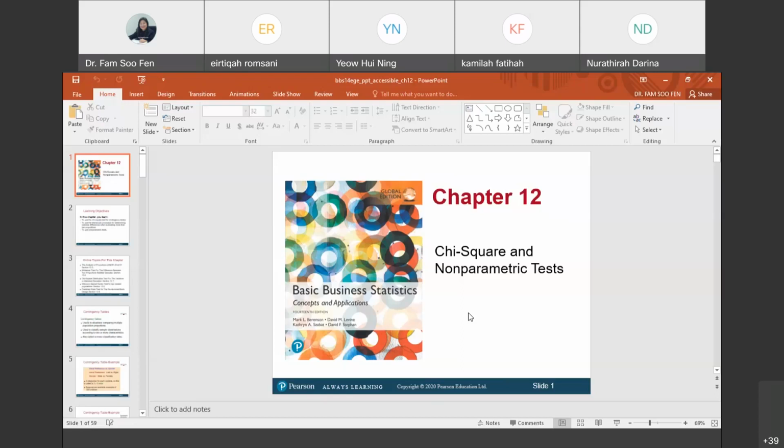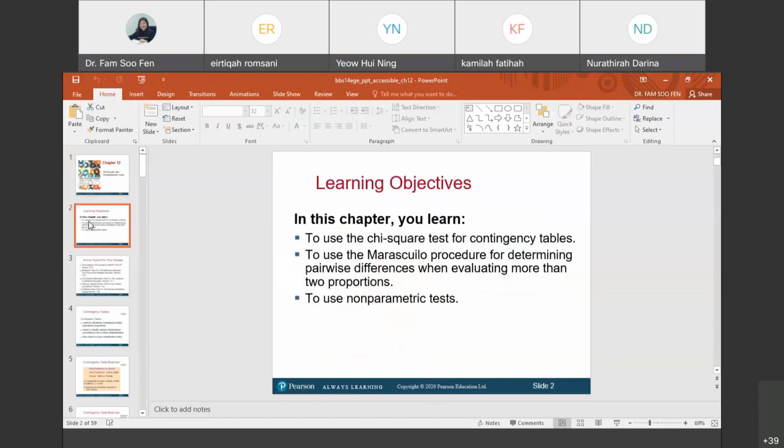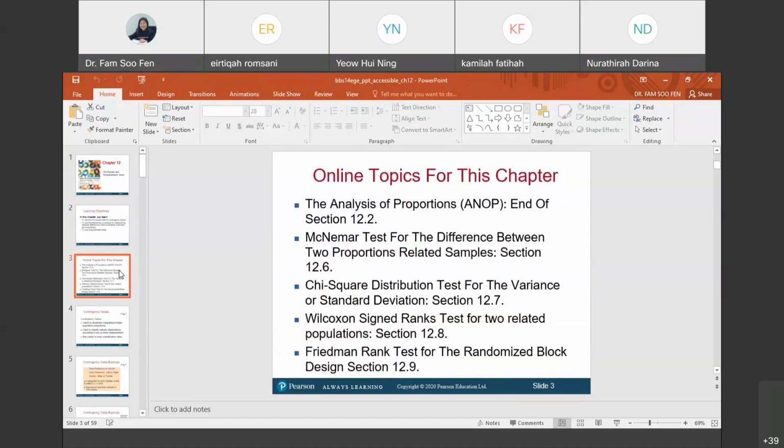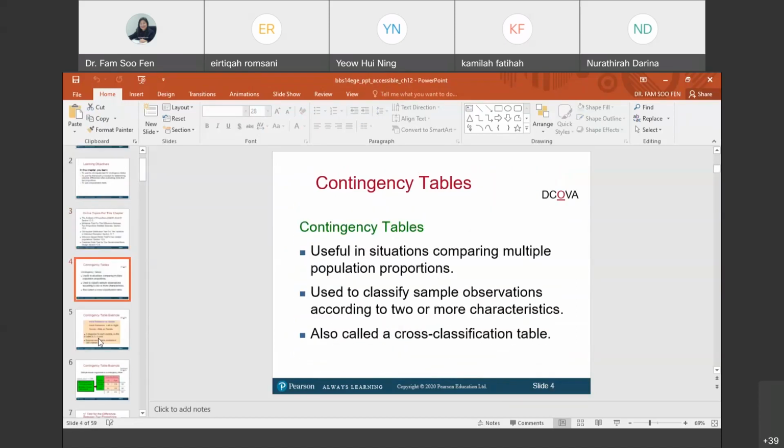Welcome back to our class, chi-square and non-parametric test. But we are going to concentrate on chi-square. So in this chapter, we will learn about the chi-square test for the contingency table. This slide, I just want to show you. I will go to my book straight away, but I want to show you something.